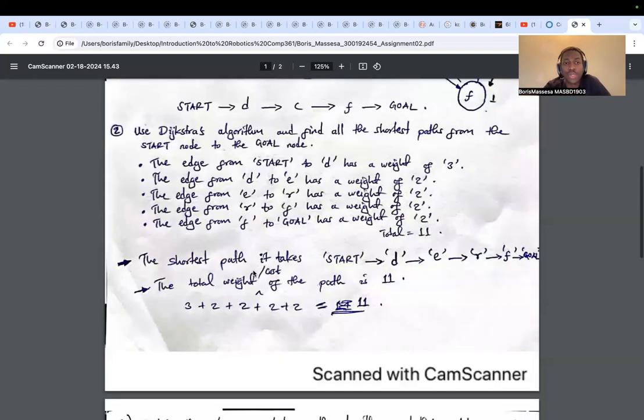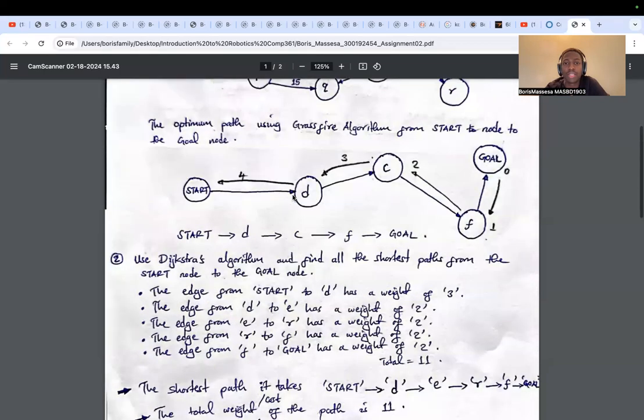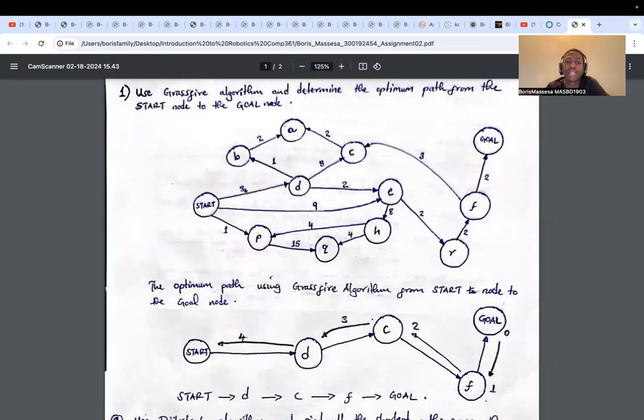So for part 2, you're required to use the Dijkstra algorithm and find the shortest path from the start node to the goal node. For the Dijkstra algorithm, we consider the total weight on the edges between the nodes. So we're required to look for the path that we get from here to here.